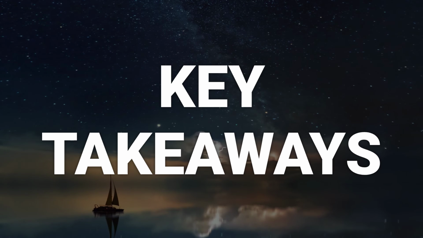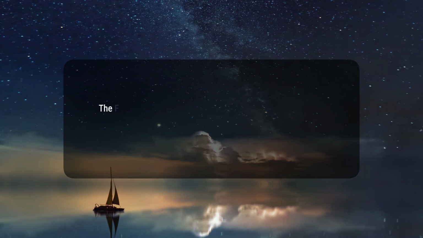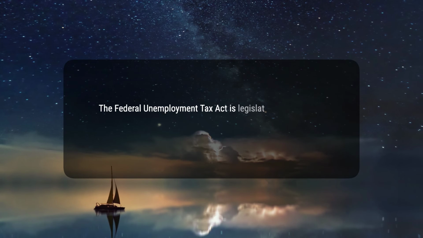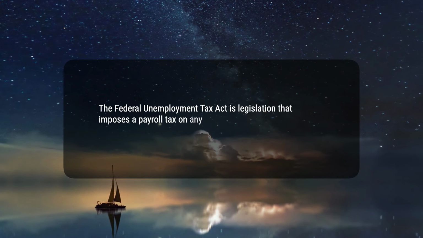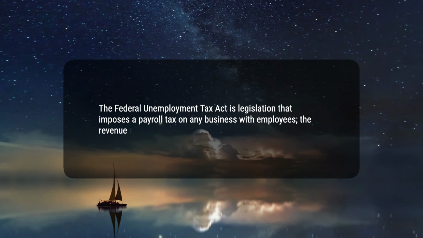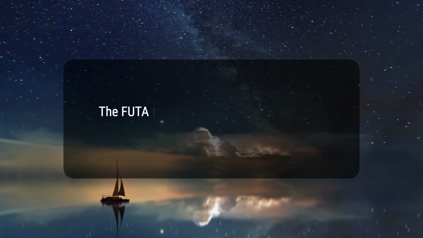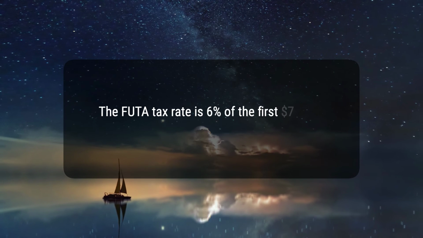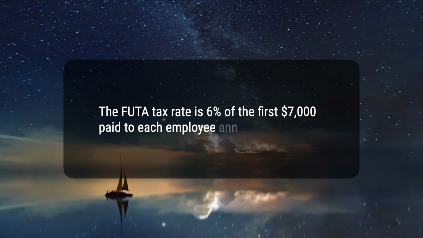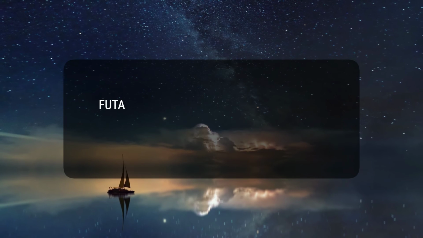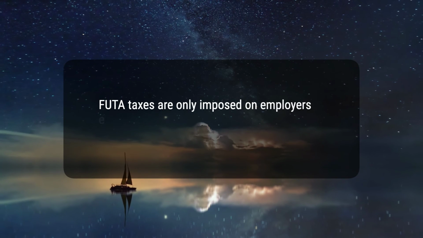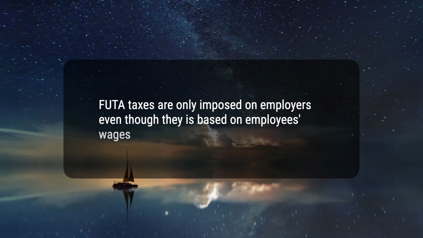Here are 5 key takeaways. 1. The Federal Unemployment Tax Act is legislation that imposes a payroll tax on any business with employees. The revenue raised is used to fund unemployment benefits. 2. The FUTA tax rate is 6% of the first $7,000 paid to each employee annually. 3. FUTA taxes are only imposed on employers even though they are based on employees' wages.